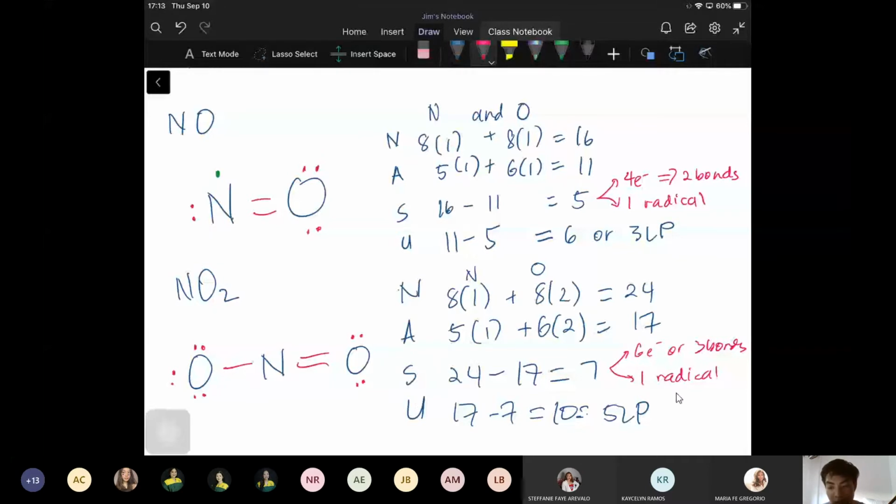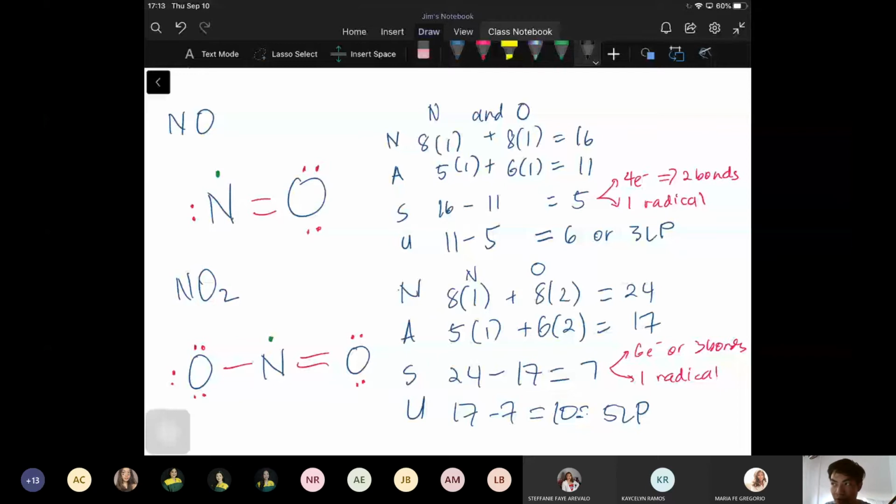So what I'm left with is the radical, no? So again, yung radical, nilalagay natin kay nitrogen na lang, no? Ayan, may puyo siya, no? So ayan. Yun yung radical niya. So ayan. The structure is done, no?